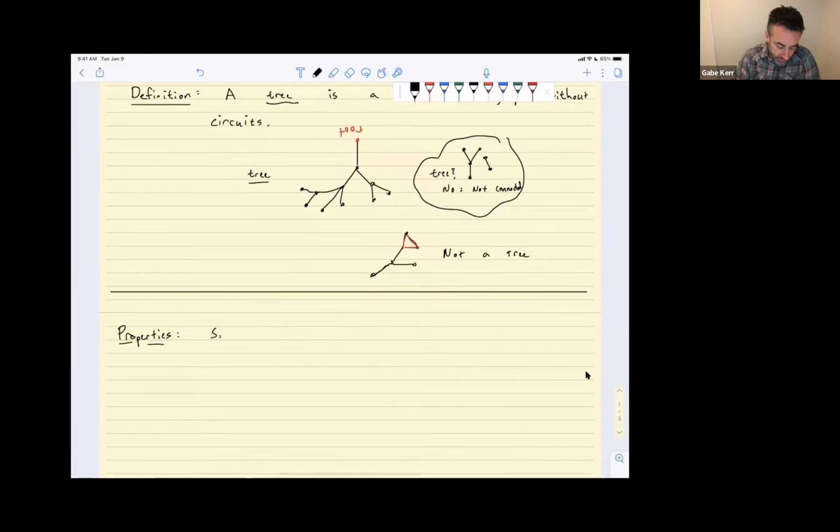The first they call a single path property, which just says, given any two vertices in a tree, there's exactly one path between them.